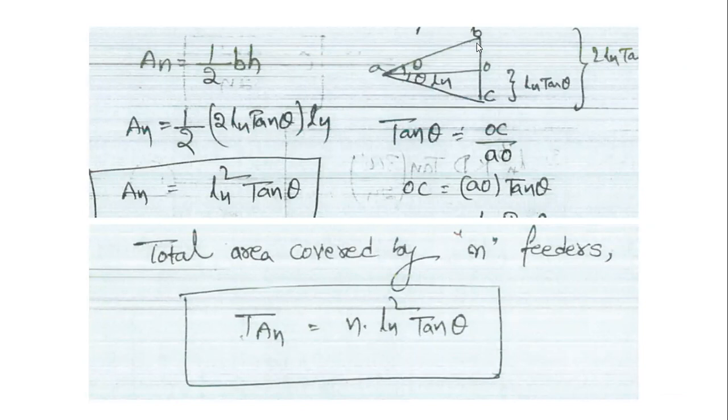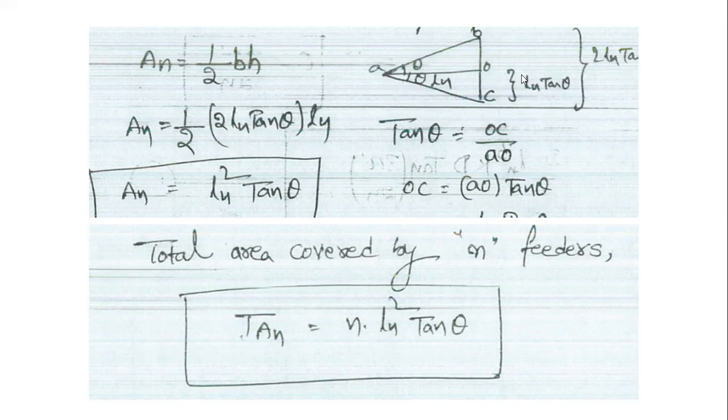This is the triangle ABC. At the center point, we are considering O. The length of this main feeder is ln and the total length is 2ln. This is ln tan theta. Applying tan theta, that is OC by AO, opposite side by adjacent side. Therefore, OC is equal to AO into tan theta.